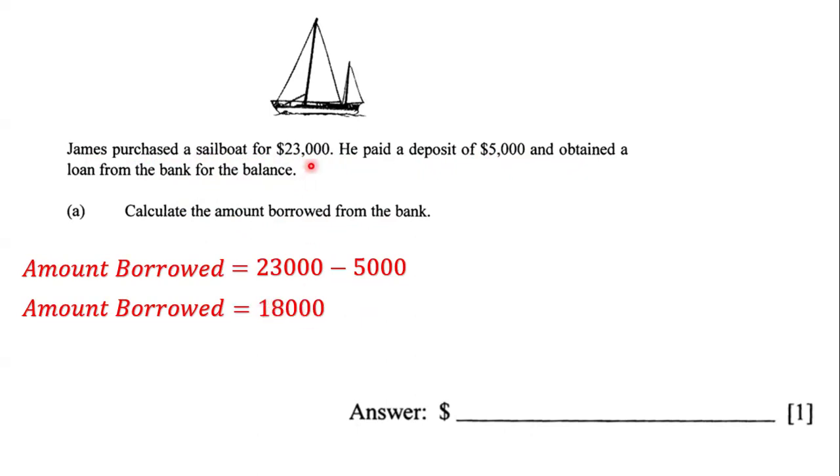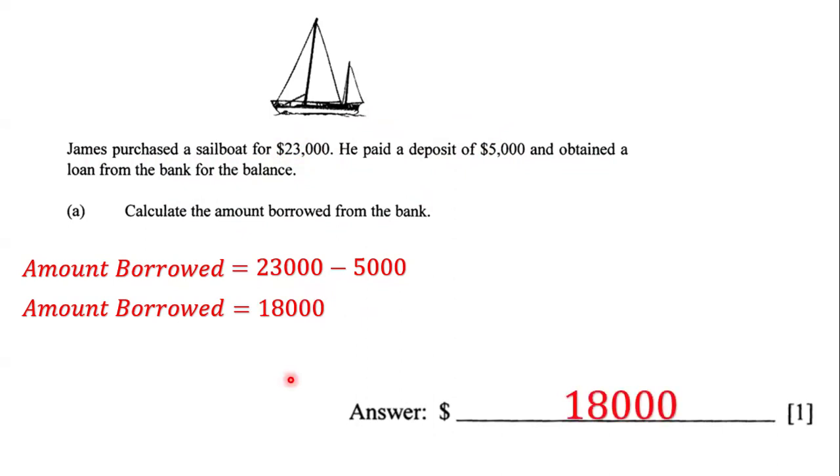And we know that because the cost for the boat is $23,000, but he paid $5,000, and the rest he obtained from the bank. So we subtract 23,000 and 5,000, which means that the loan that he got from the bank for the balance is going to be $18,000. That's the amount that he borrowed.